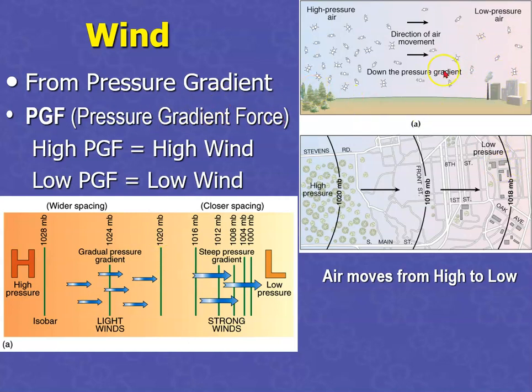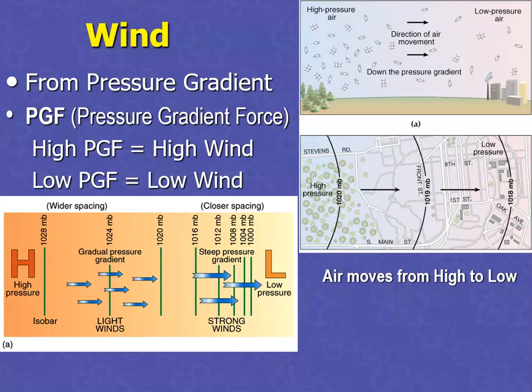So the greater the difference between how high this high is and how low this low is, the greater the wind speed. If we look here over this distance, we have a gradual pressure change. We go from 1,028 millibars to 1,020 millibars. So we've got a pressure gradient, and the air moves from the high to the low, but it's not much of a slope. Here, in a very short distance, we drop 16 millibars. That very steep pressure gradient means that the air moves very, very quickly.